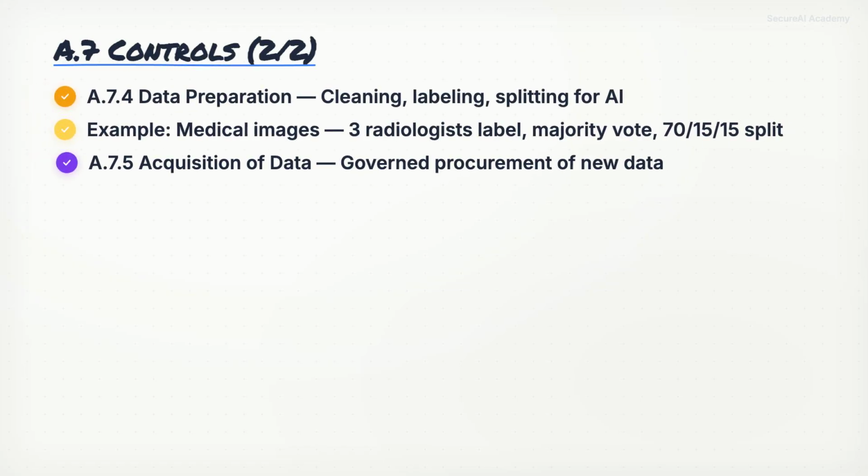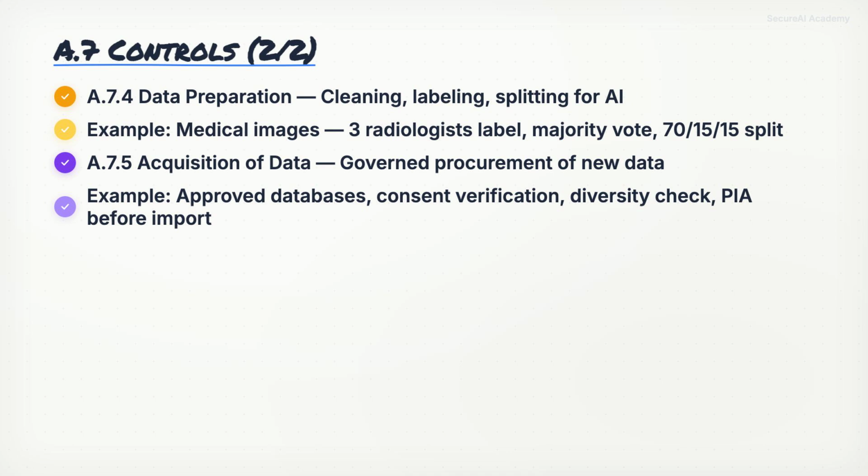Control 4. Data preparation. Govern how data is cleaned, labeled, and prepared. Example, for a medical image classifier, preparation involves resizing images to 224 by 224 pixels, normalizing pixel values, having 3 radiologists independently label each image with majority voting for the final label, augmenting the dataset by rotating and flipping, and splitting into 70% training, 15% test, 15% validation. All steps are documented and reproducible.